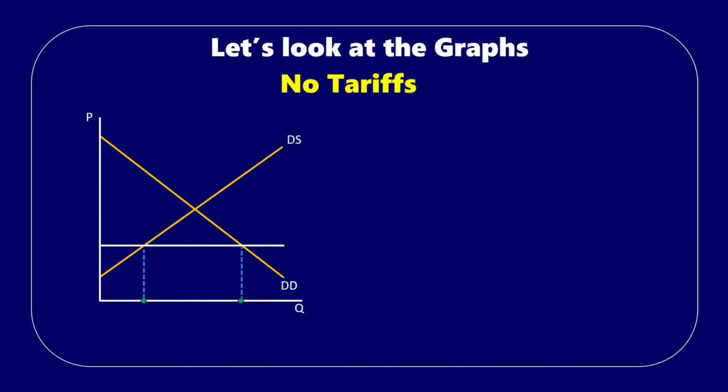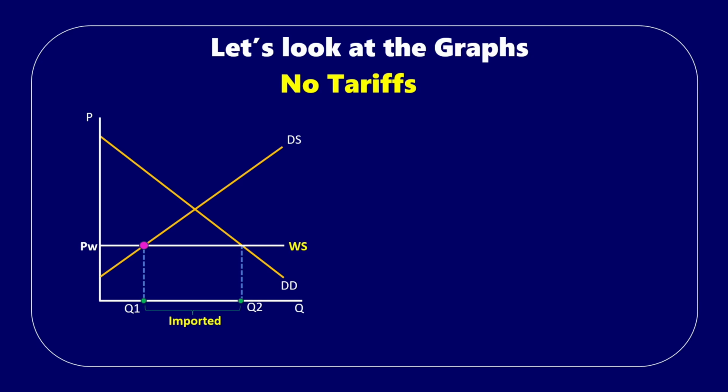Okay, let's start with no tariffs. Here, there are no taxes on imports. Goods can move across borders freely without tax. On this graph, notice how the world price is labeled PW and the world supply is labeled WS. Because the world price is lower than the domestic equilibrium price, consumers prefer buying from the global market.